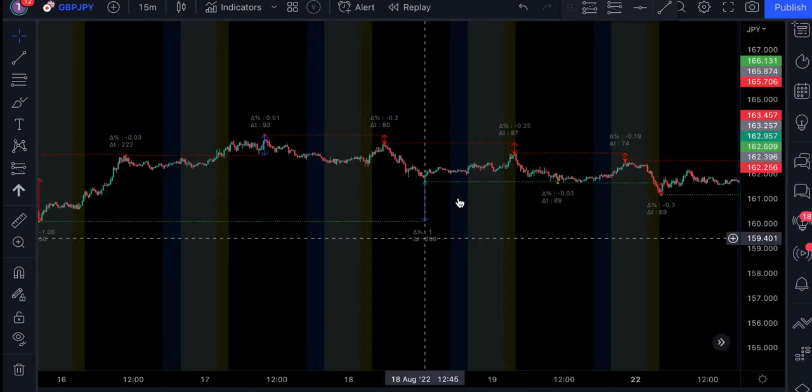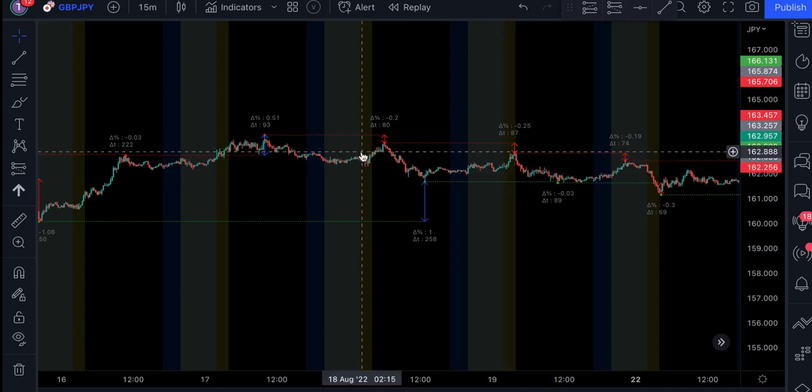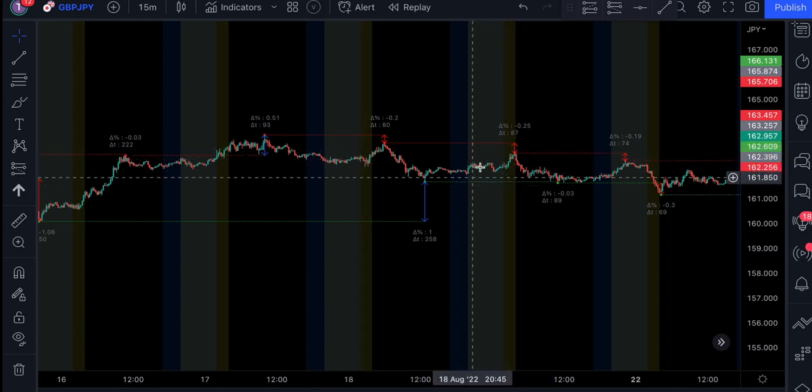We can see that the price action is mainly ranging at these times, because notice that the price is not even touching these pivot points during these sessions.